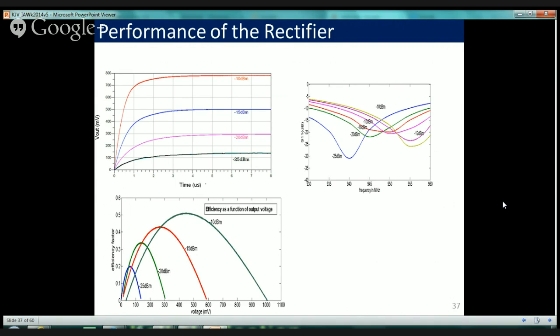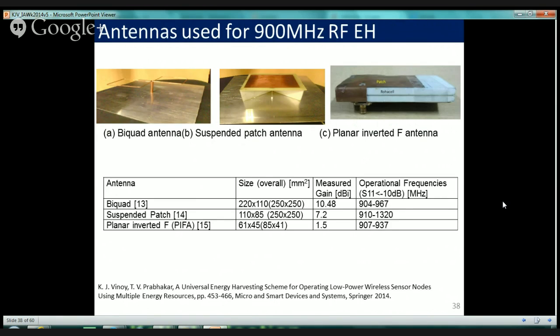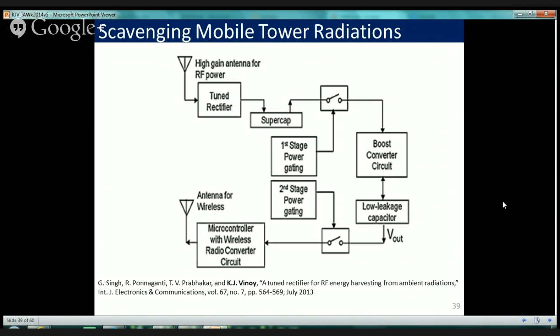As far as antennas go, we have looked at several antenna configurations. This is a biquad antenna, which is like a diamond-shaped wire placed in front of a ground plane, which has a reasonably high gain of about 10. And this is a patch antenna that our group has been working on. This is a planar inverted F antenna for specific reasons. And the overall scheme looks somewhat like this.